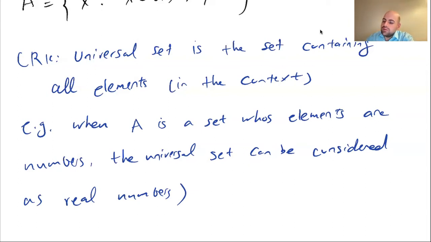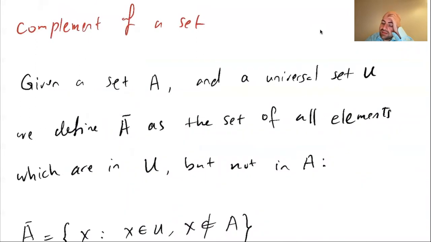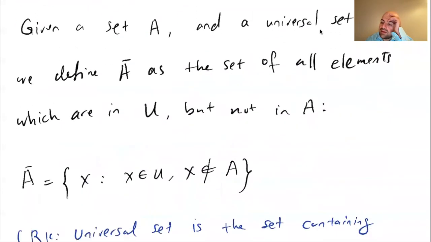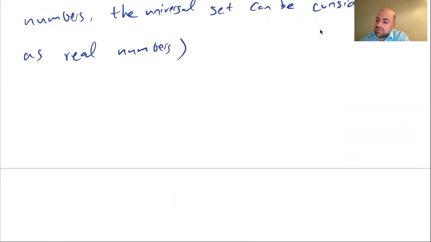Okay, so when we have a set A, the complement of a set, denoted by A bar, is the set of all elements which are, of course, in U, because every element is automatically in U. So that's not the important part. The important part is that all elements in U which are not in A. All elements that are in U which are not in A is called A complement.